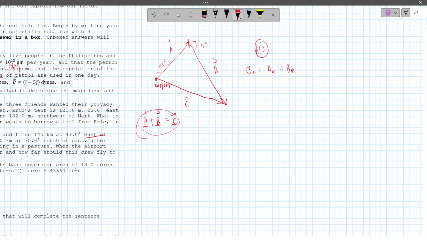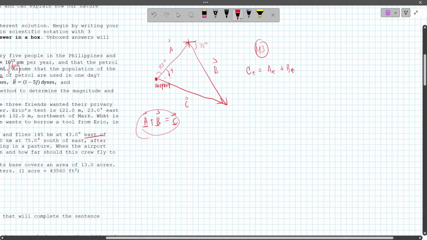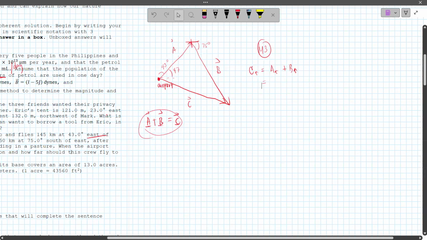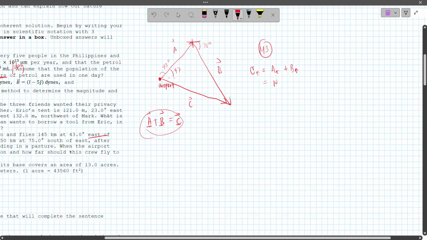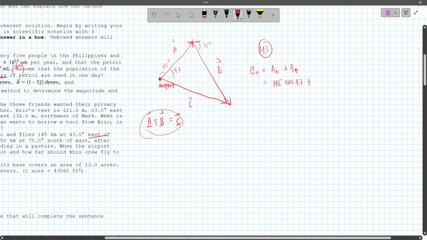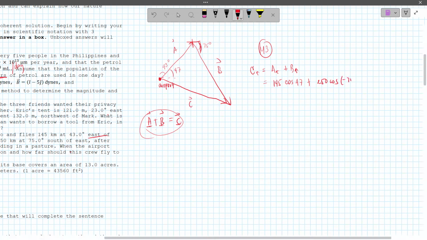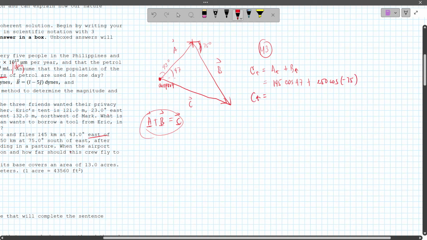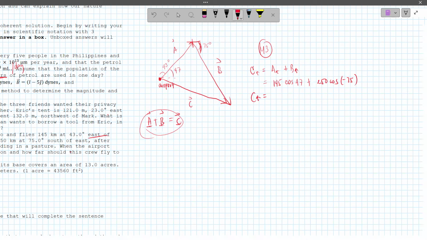And for our AI, it's a mix of method 2 and method 1. For our AI, I know it should be the cosine of the angle from X that I will get, right? So this one must be 47. Okay, so I'm going to use here, what was my A again? 145. So I'm going to use 145 cosine of 47 plus my B, which is 250, 250 cosine of negative 75. So it's automatic, right? So you have CI is basically 145 cos 47 plus 250 cos of negative 75.